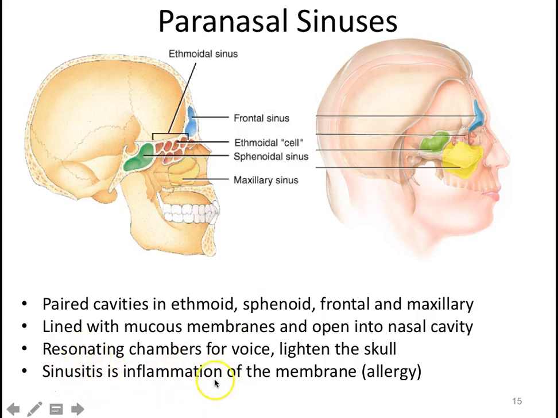Sinusitis is simply inflammation of your sinuses, right? Sometimes you may even see that in severe allergies.